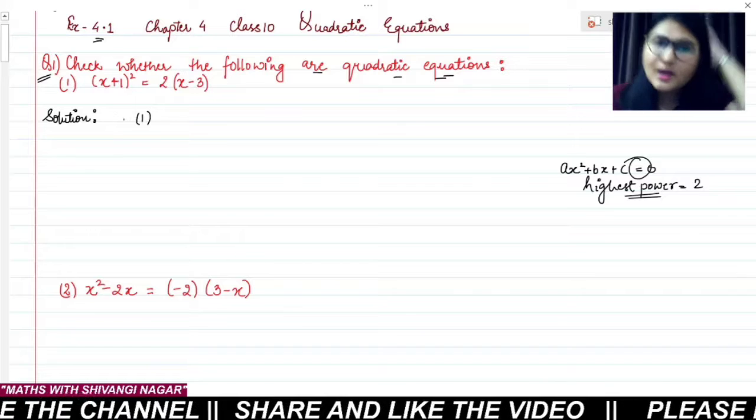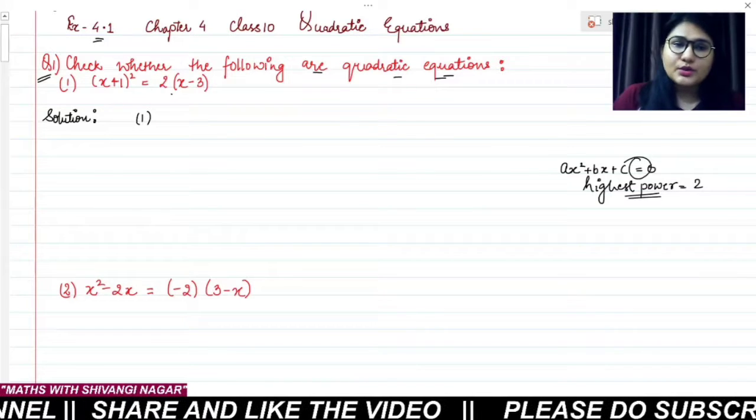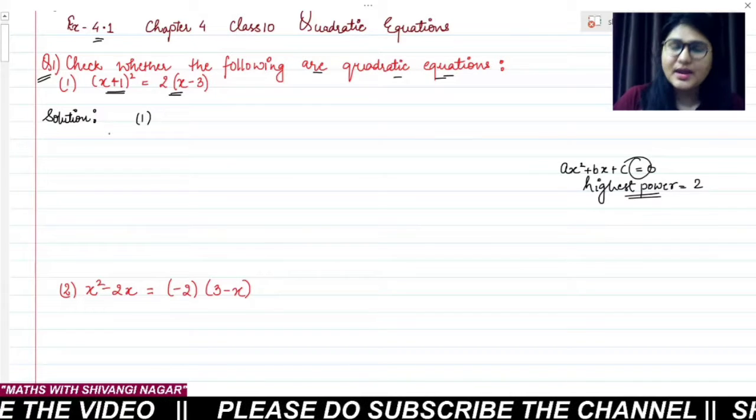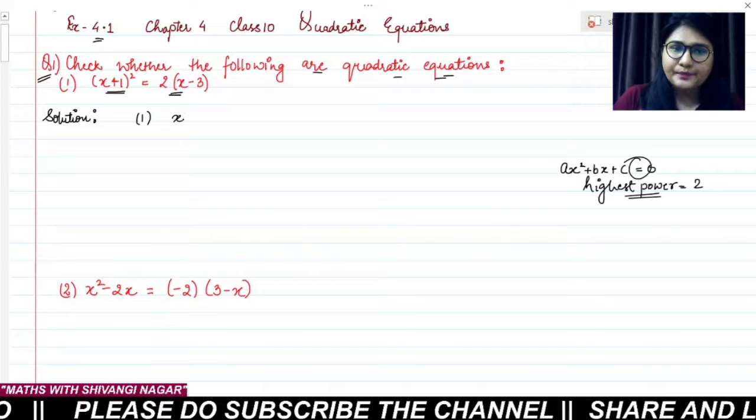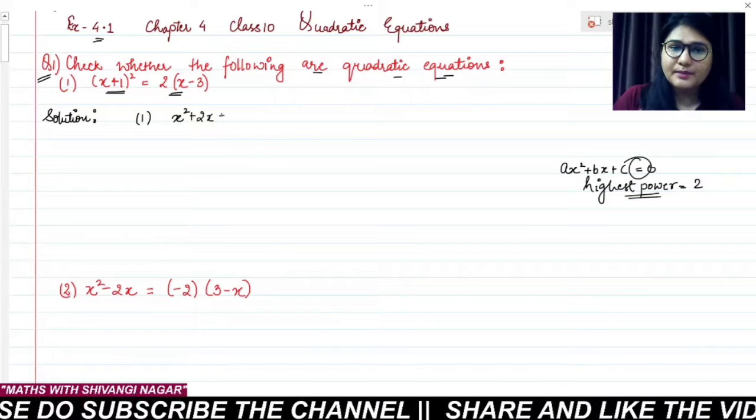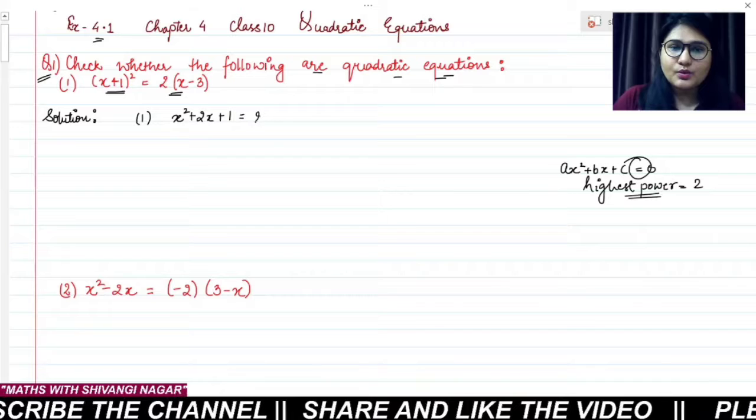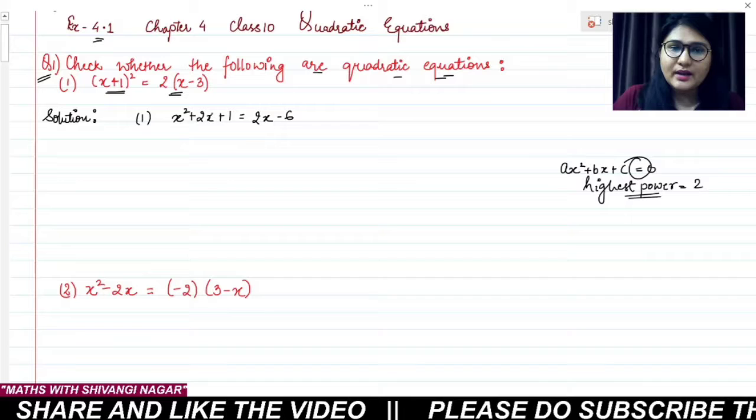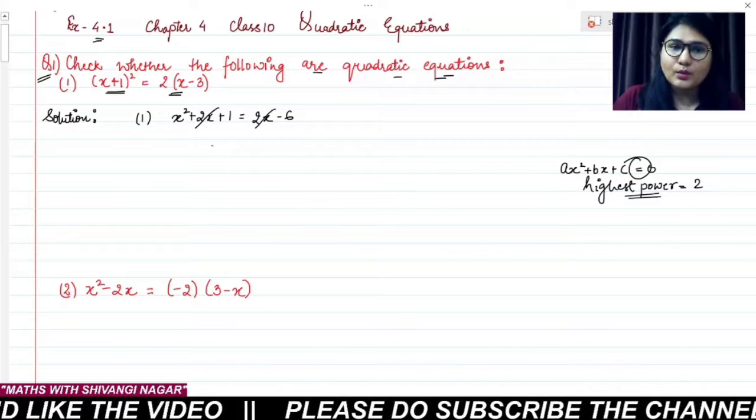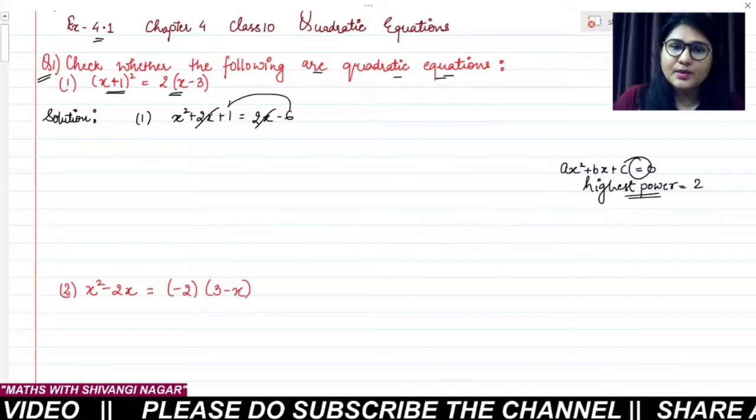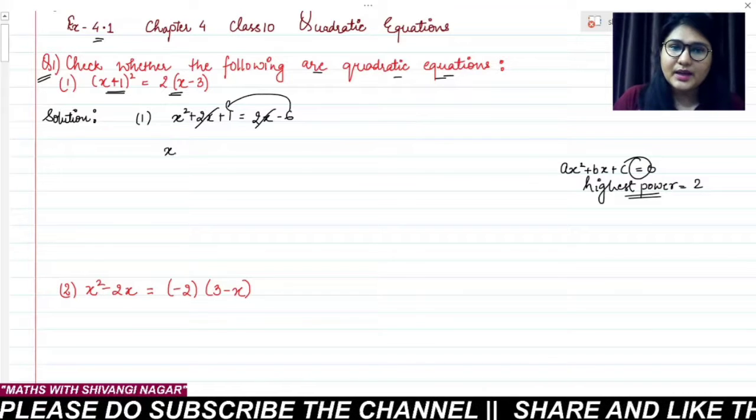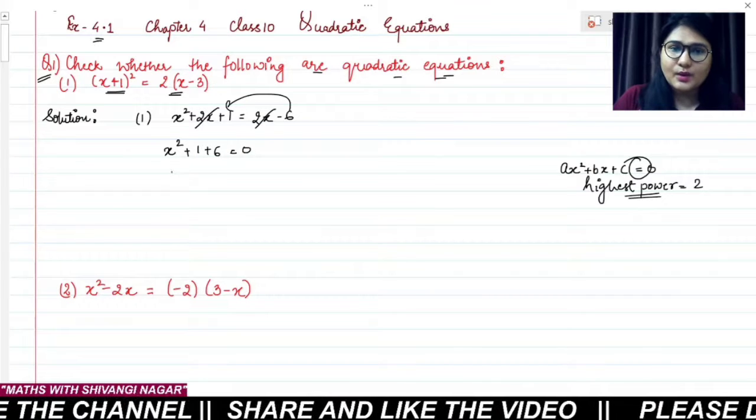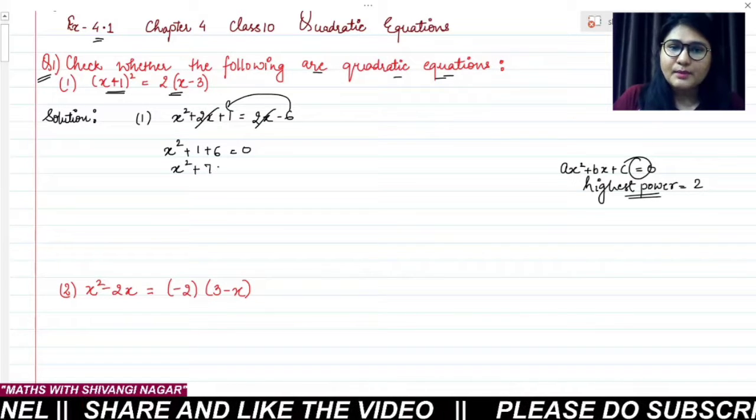The first one is (x plus 1) whole square is equal to 2 times (x minus 3). First we will expand the left hand side by using the (a plus b) whole square identity. So x square plus 2x plus 1 is equal to 2x minus 6. Then 2x and 2x get cancelled out, and when we transpose this minus 6 to the left hand side, we get x square plus 1 plus 6 is equal to 0. So x square plus 7 is equal to 0.